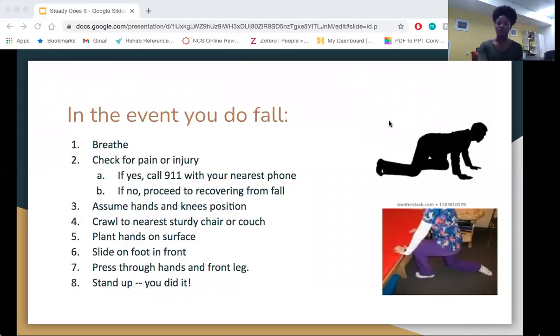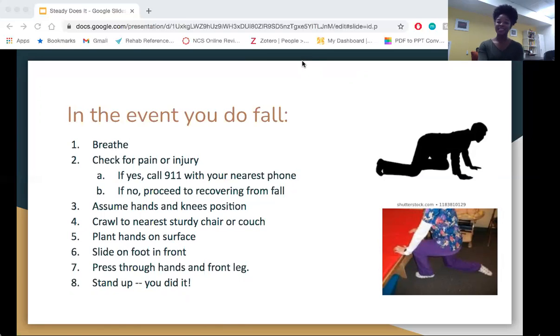If you do have a fall, remember to first breathe. Let's go through how to maybe get ourselves up off of the floor if we do have a fall that results in us being on the ground. First of all, after you breathe, please check your body for injuries. If there are injuries present, maybe a broken bone or a laceration or cut, please call 911 with your nearest phone. If not, then we'll proceed to recover from our fall.